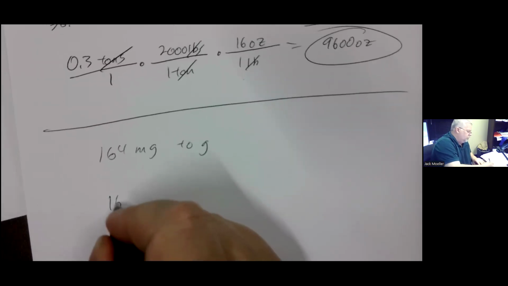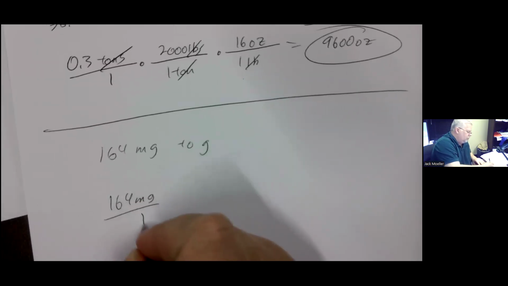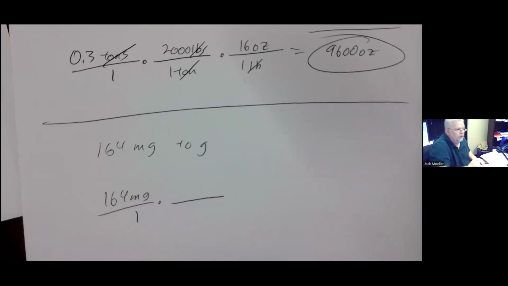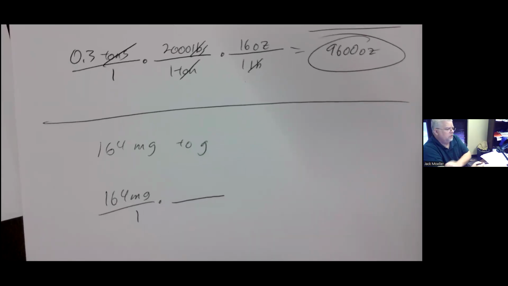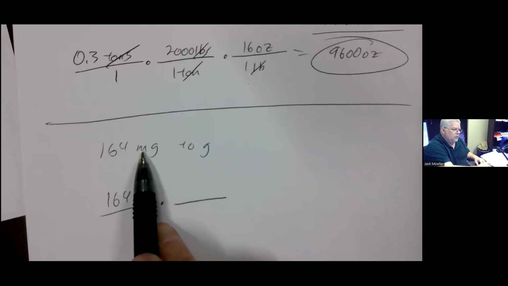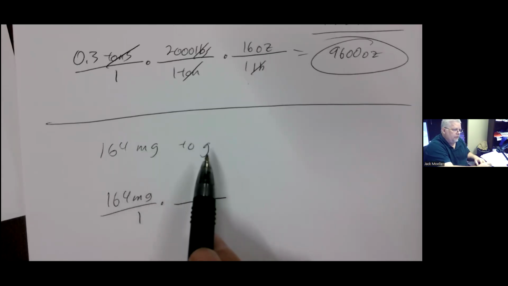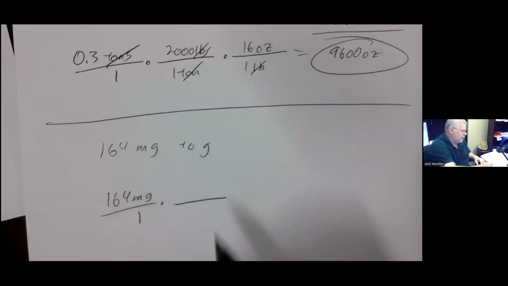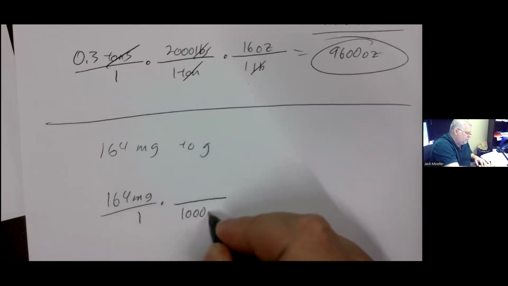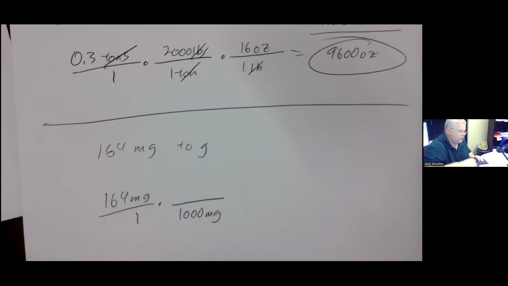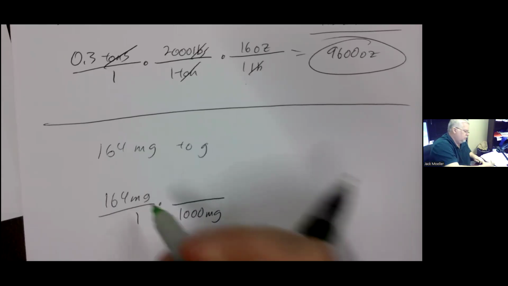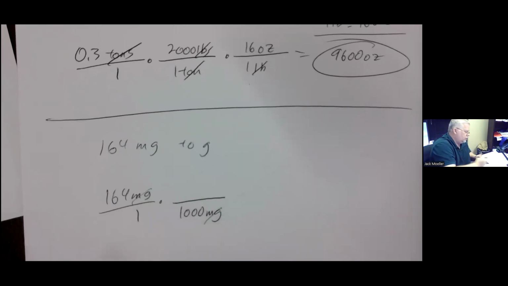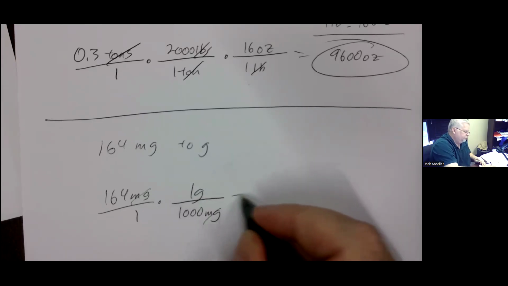Okay, so we're starting with 164 milligrams, done over 1. So do we have a direct conversion from milligrams to grams? Yes, because milli means 1/1000th. And so there are 1,000 milligrams in a gram. Now we need that 1,000 milligrams on the bottom to cancel out the milligrams. So 1,000 milligrams is 1 gram.